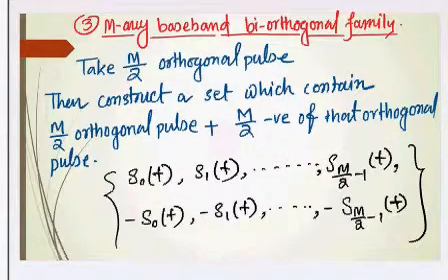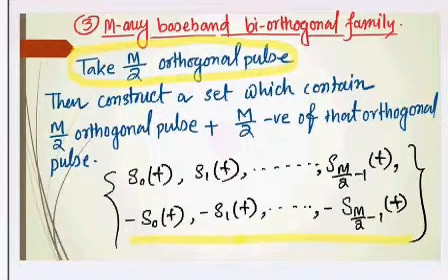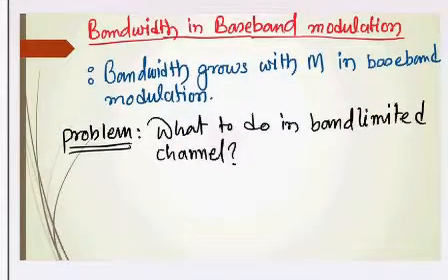Now M-ary baseband bi-orthogonal family: you just take M by 2 orthogonal pulses. After that, for the remaining M by 2 pulses, take the negative of the previous M by 2 orthogonal pulses. Then you get the bi-orthogonal family. Now in case of baseband modulation, if you increase the number M, the bandwidth of the modulation scheme increases. So bandwidth grows with M in baseband modulation. This creates a problem to deal with in the band limited channel.